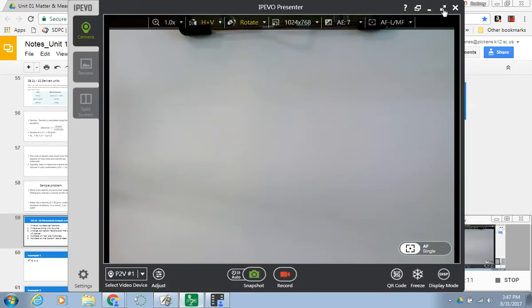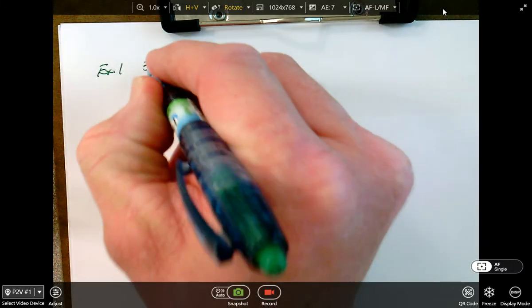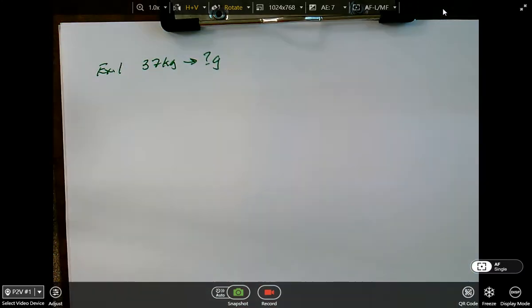All right, so here we're going to do a few problems. I'm just going to write these out on my pad and you follow along with me, and you'll want to jot these down in your notebook as well. First of all, example number 1. We're going to do a simple one: 37 kilograms to grams. Now, I know a bunch of you probably do this and you're done. But follow my method, go along with me.